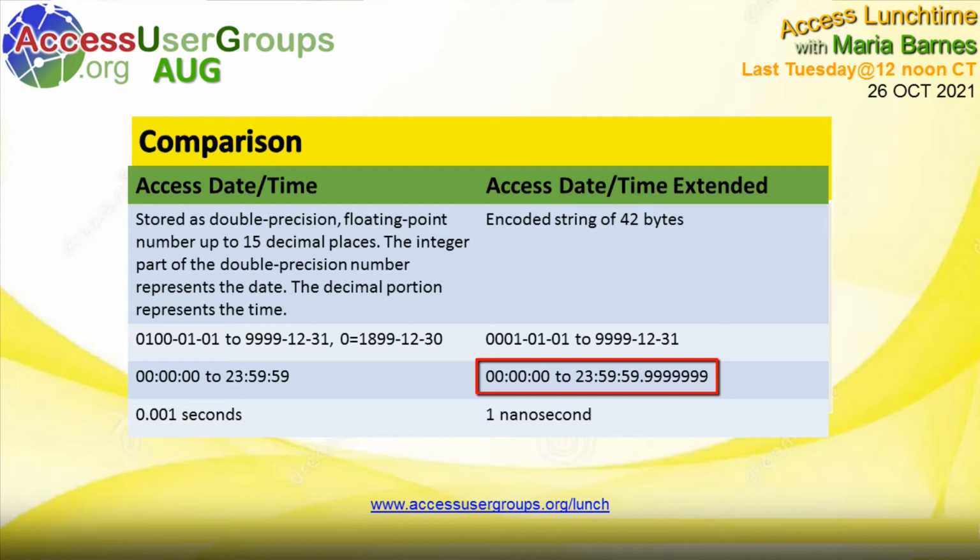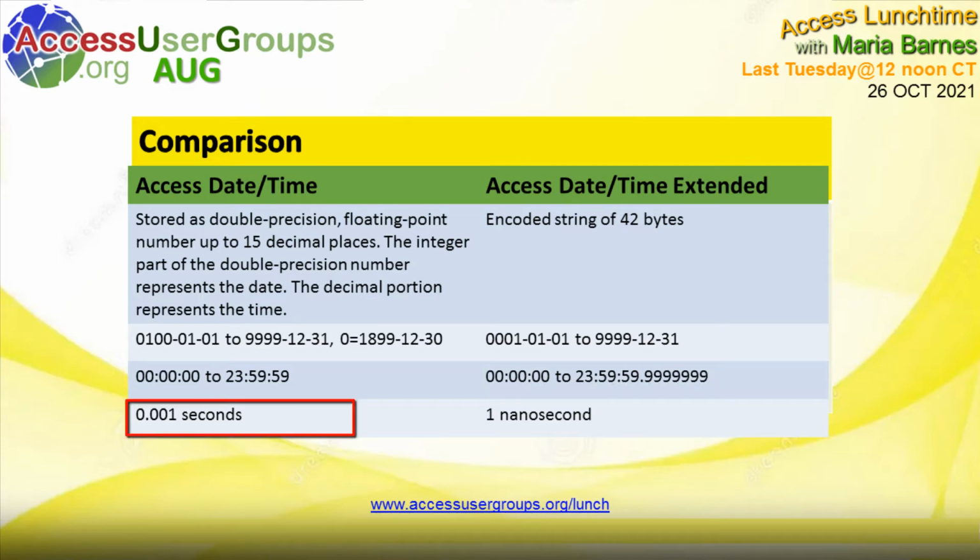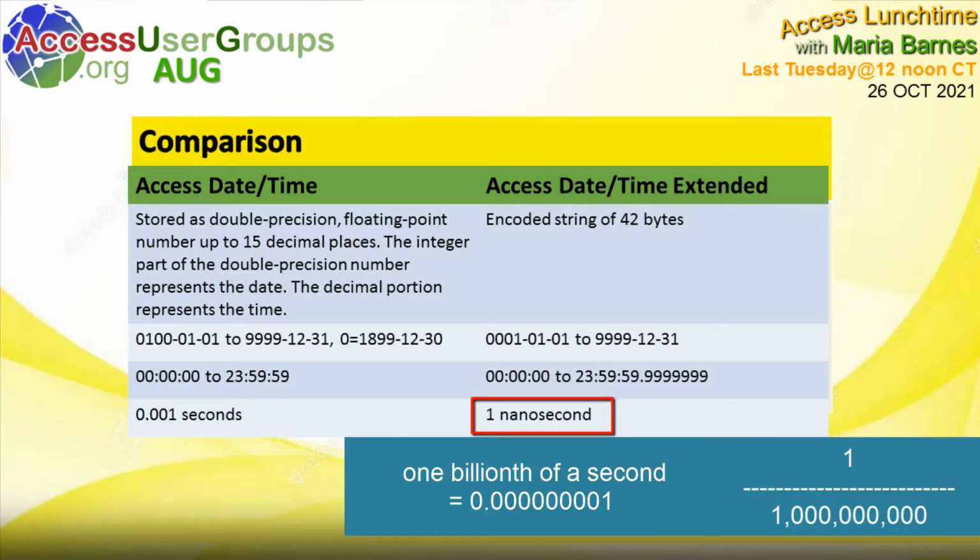And then the date time extended time range is very similar with the exception of that you've got the extra precision in 7 decimal places. So that gets down to 1 nanosecond. We've got down to 0.001 seconds in one versus 1 nanosecond in the other.